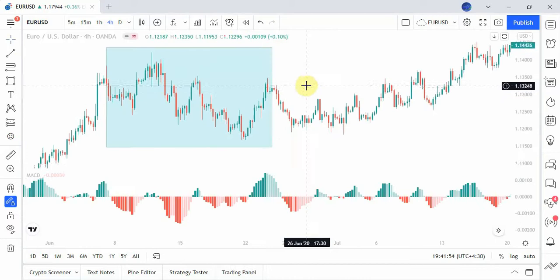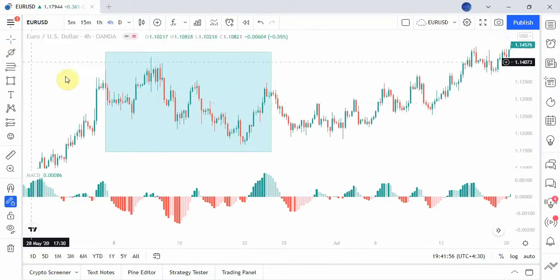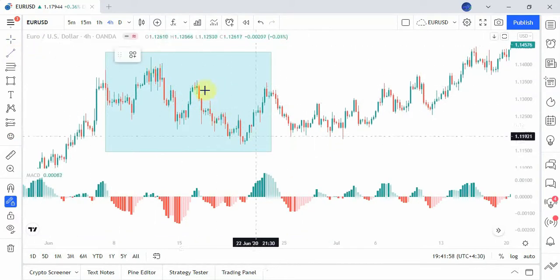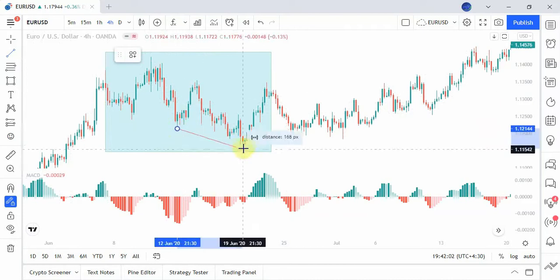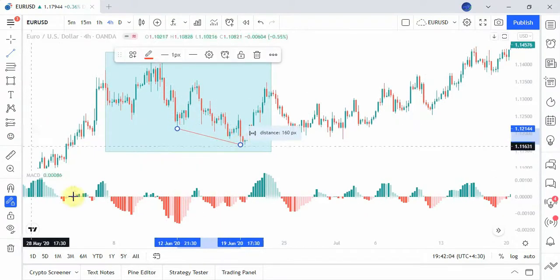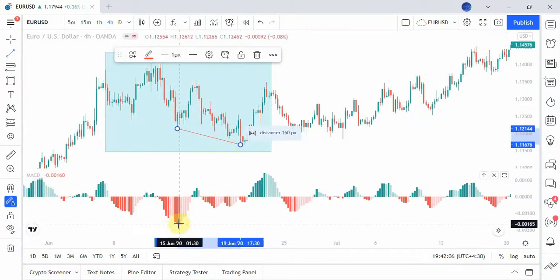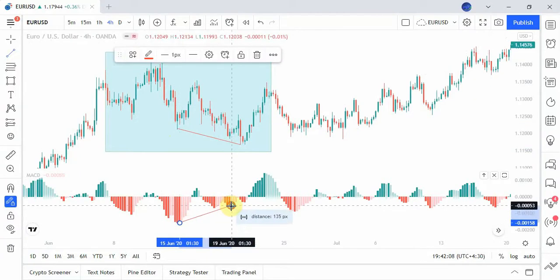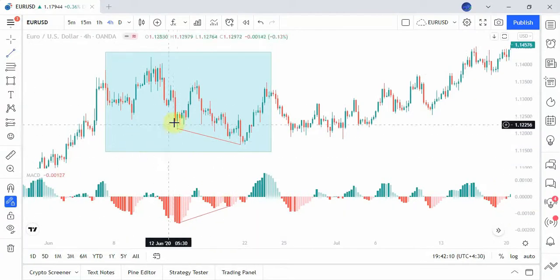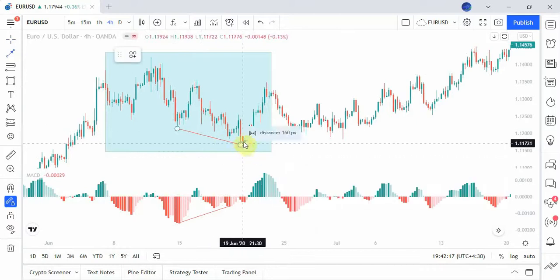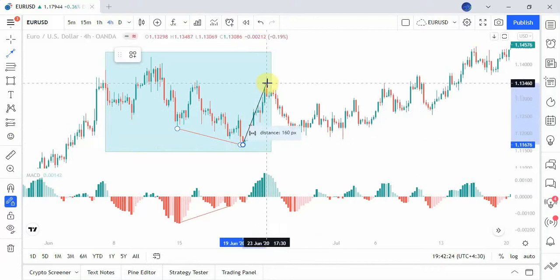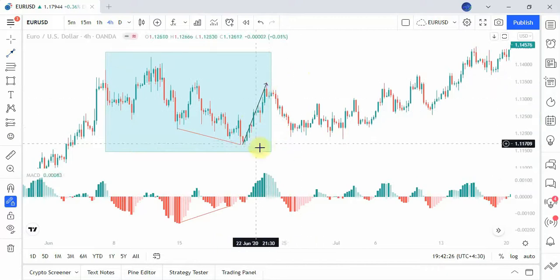Now take a look at this range, in which the dominant trend is a downtrend. Here we have a low and after that we have a lower low, but through MACD indicator, here we have a low and after that we have a higher low. So this is a bullish regular divergence, in which after this second lower low the price pulls up, and so we conclude that this is a bullish regular divergence.